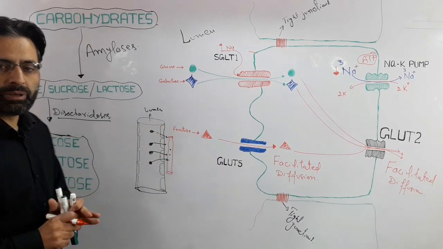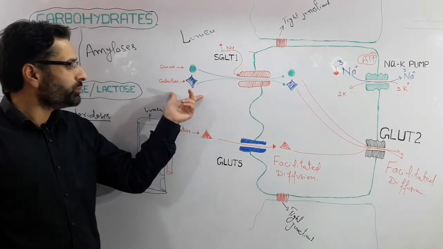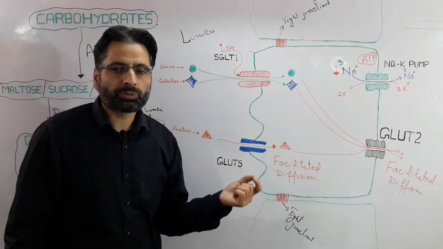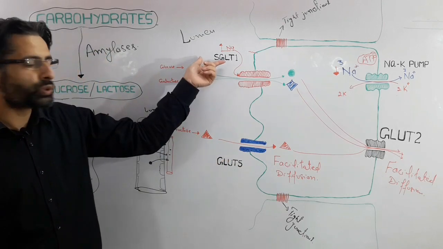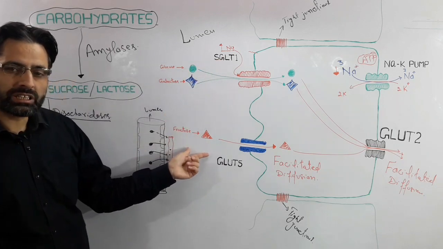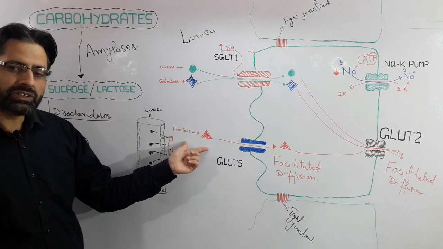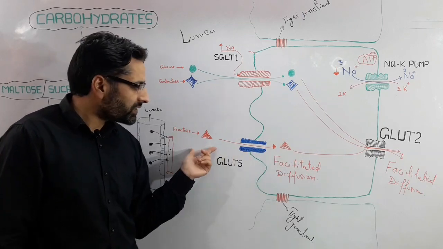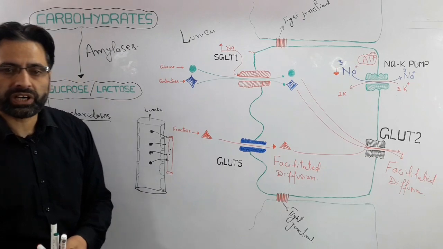In short, you have to remember that glucose and galactose transport from the luminal side towards inside of the cell is a secondary active transport. The movement of this fructose does not depend upon the sodium ion concentration. It is facilitated diffusion. It depends upon the difference in the concentration of fructose from the luminal side towards inside of the cell, and this transport is facilitated by this transporter, glucose transporter 5.